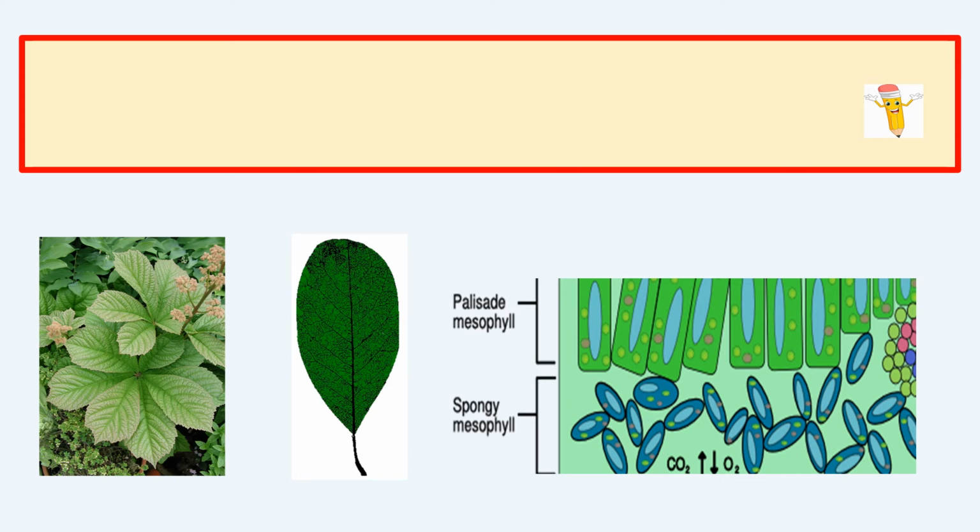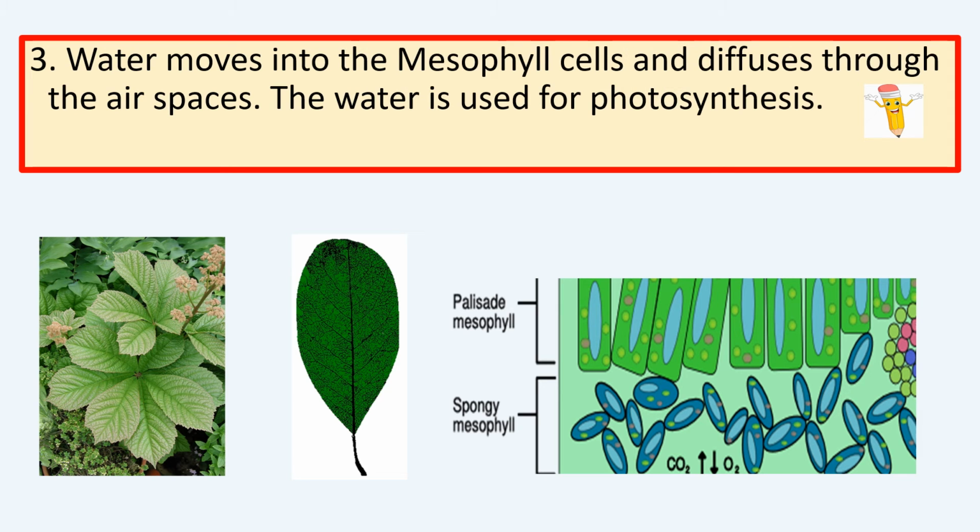So next, the water is passed from the xylem vessel and into the leaf. So water moves into the mesophyll cells and diffuses through the airspace. The water is used for photosynthesis, so it'll go into your spongy mesophyll layer and then it'll go into your palisade mesophyll layer, which both contain chloroplasts, so the water can then be used for photosynthesis. So here are pictures of your leaves showing the cells of your leaf, which you should already know. So remember, water moves from the xylem into the mesophyll cells and diffuses into the air spaces, and the water is used for photosynthesis. Okay, let's move on to the last stage.